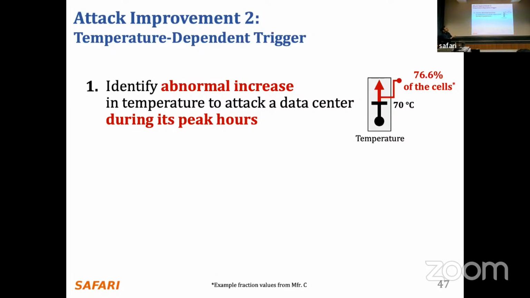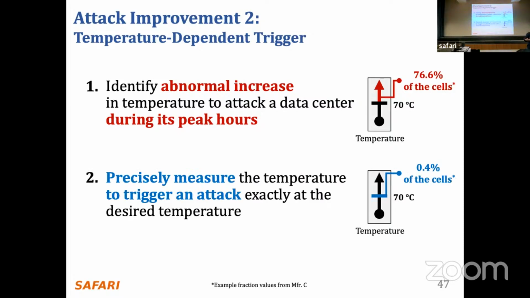So another example is that maybe you can use RowHammer vulnerability as a side channel to understand the temperature of the DRAM chip. And by doing that, you can identify some abnormal increase in temperature to attack a data center during its peak hours. Let's say RowHammer is a probe this time. So we keep hammering some rows. We observe the bit flips. And let's say we are in the peak hours of a data center where there are a lot of loads and a lot of pressure on the machines, and the temperature increased abnormally. And we can identify when this happens exactly by looking at RowHammer vulnerability, right? And then we can perform other attacks over there.